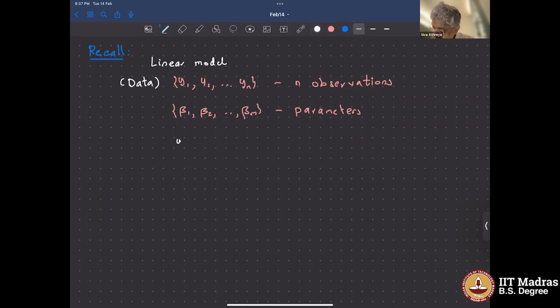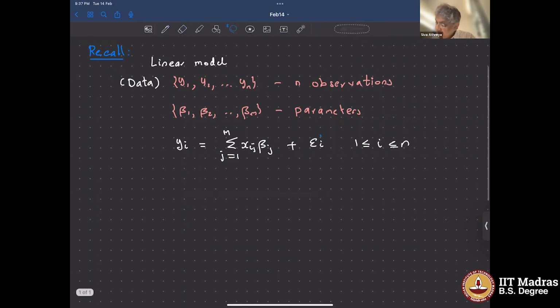Right? And we assume that the distribution of the data was modeled by the following equation. So we thought yi was equal to a linear combination of all the beta j's. Let's say yi is equal to the summation j equal to 1 to m of beta j times a specific coefficient x_ij, plus, since we assumed it's a random model, an error epsilon i. And this was the model we assumed for 1 less than or equal to i less than or equal to n. So this is what we called the linear model.